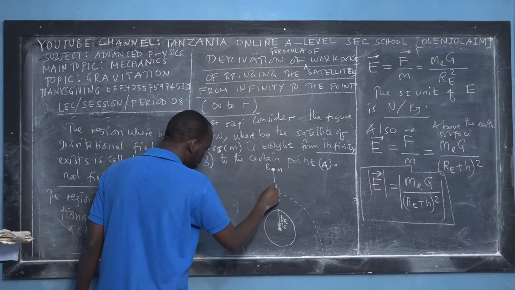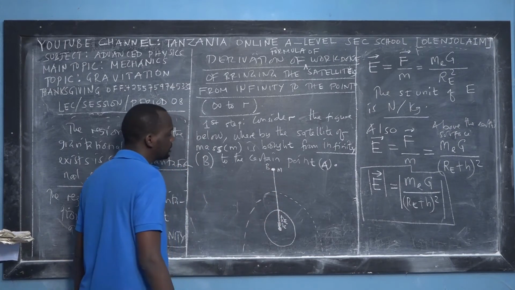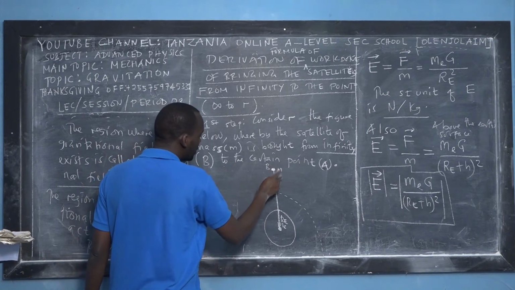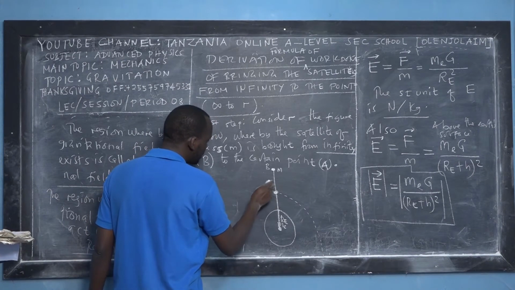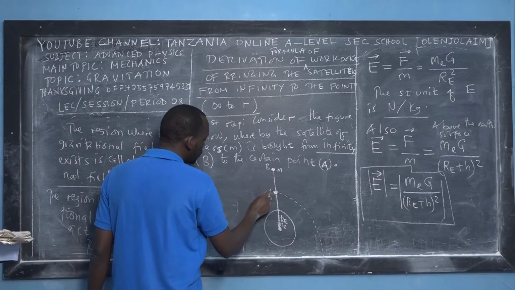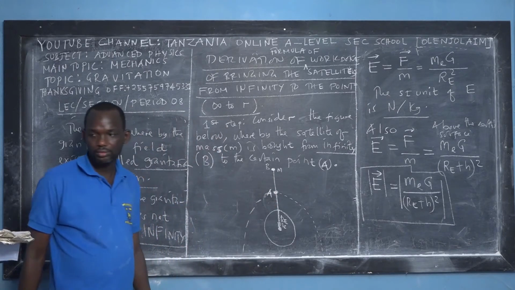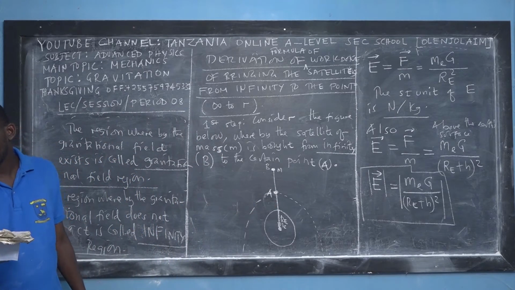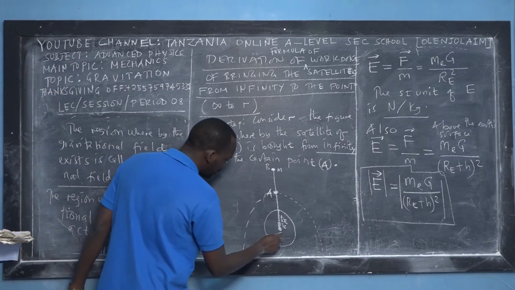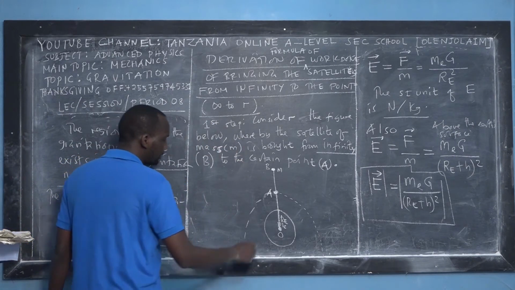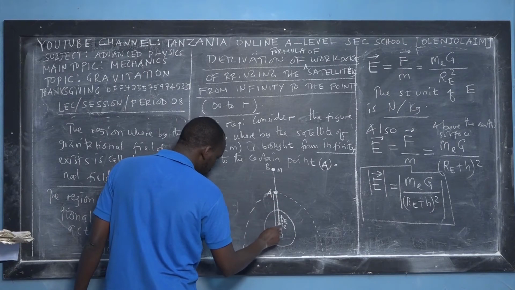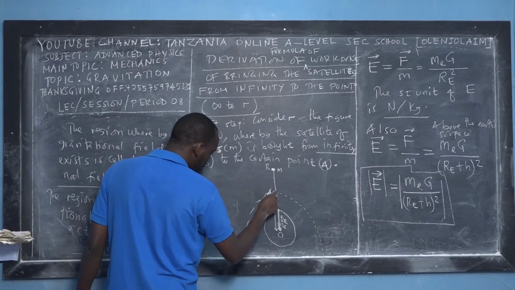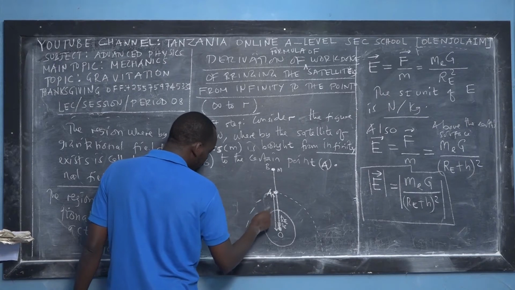Then here we have a straight line like this. So consider our intention: we want to bring this satellite from point B to point A. And then this is the center of the Earth. So here, suppose that we have a distance from the center to this point where we want to bring the satellite.